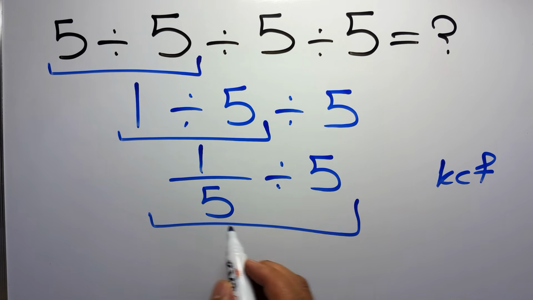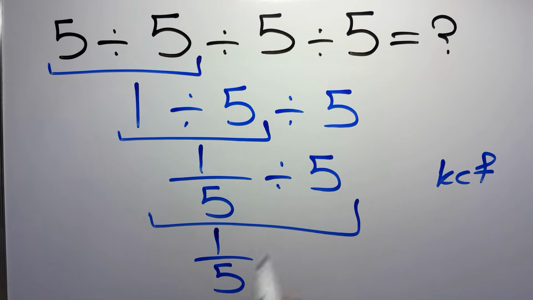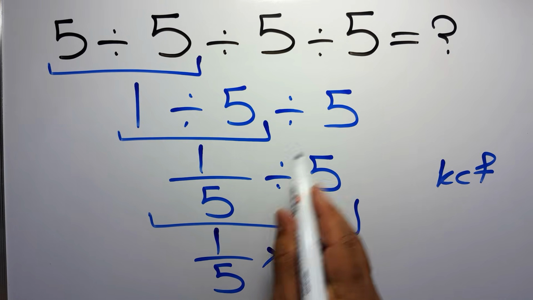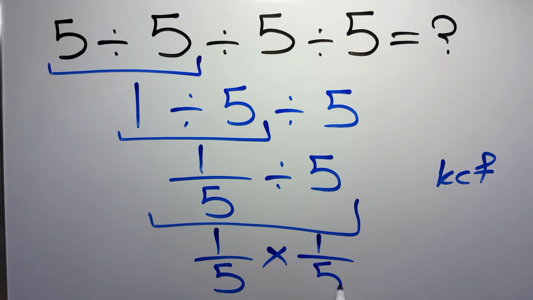We can write to keep the first fraction, change division to multiplication, and flip the second fraction. So 1 over 5 times 1 over 5, which equals 1 times 1 gives us 1, so 1 over 5 times 5 equals 25. So 1 over 25, and this is our final answer to this problem.